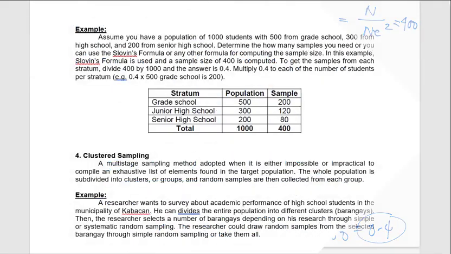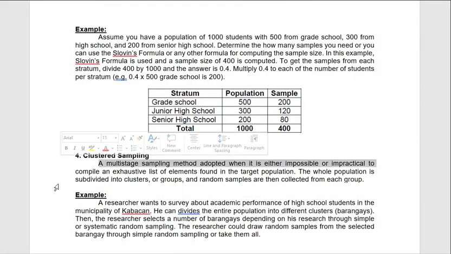Okay? So, last but not the least, on our types of random sampling, we have cluster sampling. A multi-stage sampling method adopted when it is either impossible or impractical to compile an exhaustive list of elements found in the target population. The whole population is subdivided into clusters or groups, and random samples are then collected from each group.